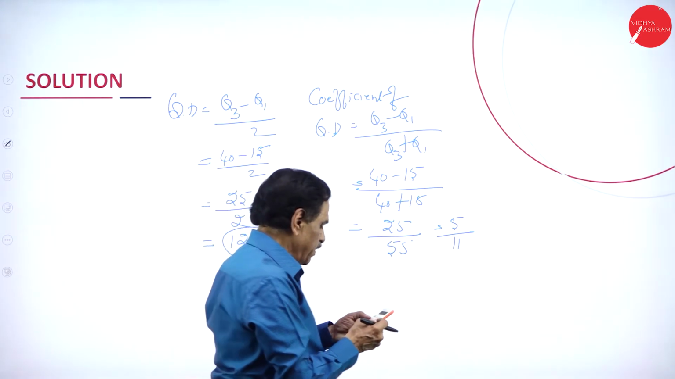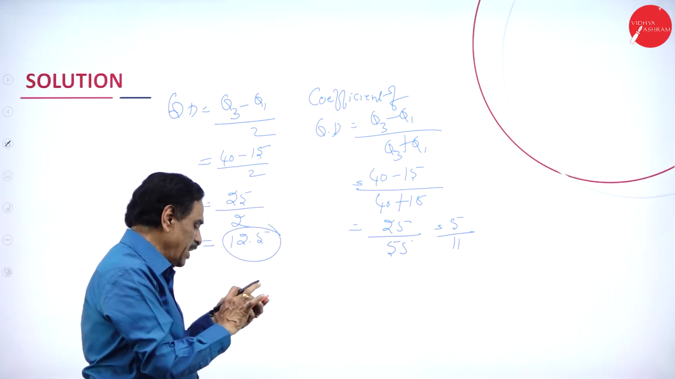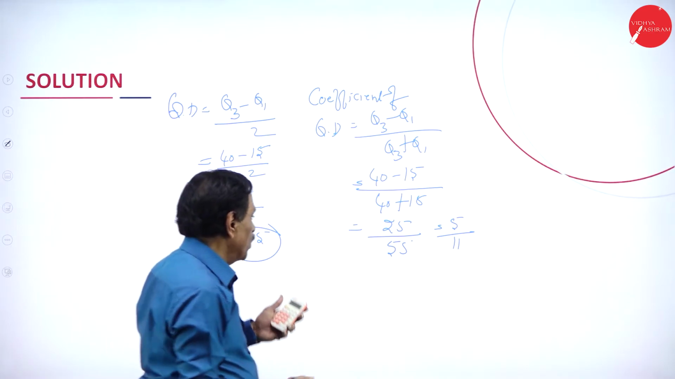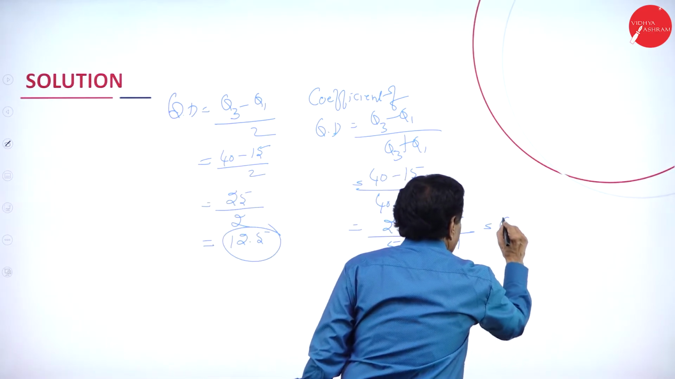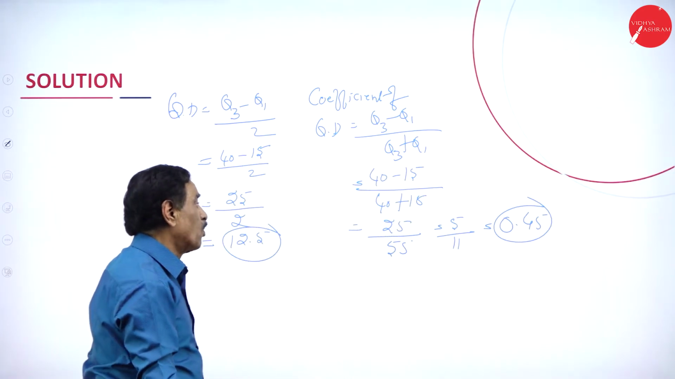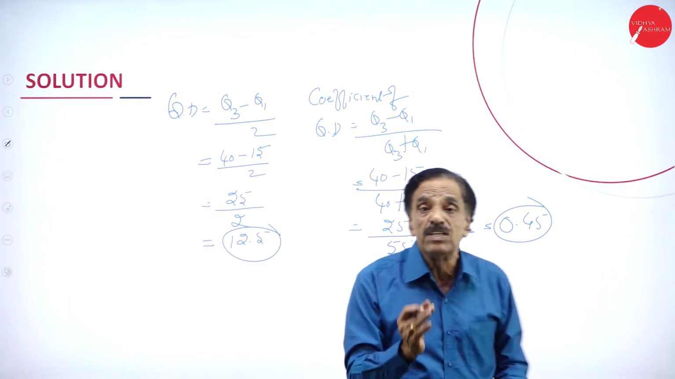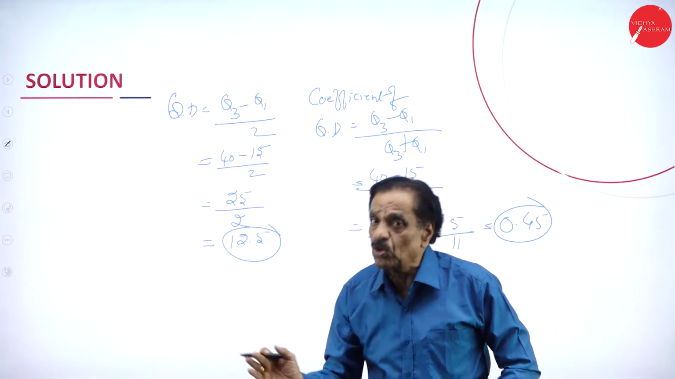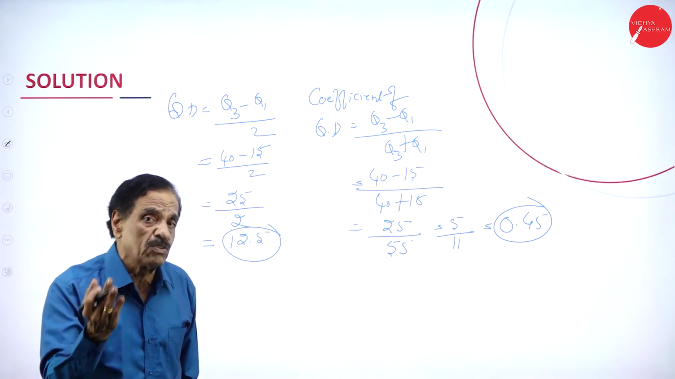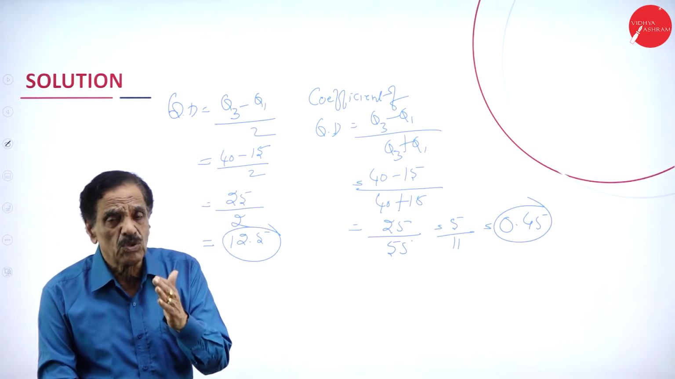If you divide 5 by 11, it works out to 0.45. So 0.45 is your coefficient of quartile deviation. What we did: first we find Q1, next we find Q3. You only want Q1 and Q3. What's the formula? Quartile deviation is equal to (Q3 minus Q1) divided by 2.